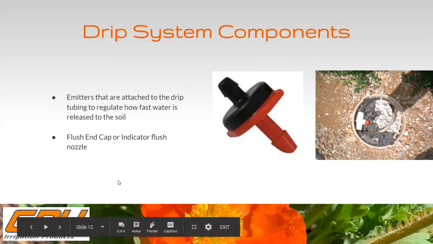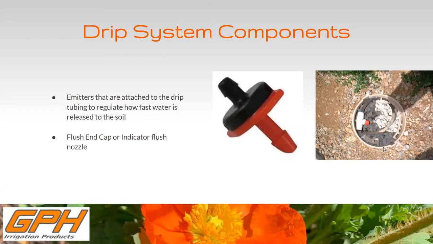The next one would be the flush nozzle, and that always goes at the end of the system. It's very important you flush out, so as you're flushing that filter, you're opening this up, flushing that out as well. It works so well. It just cleans the system out and it keeps everything quite nice, and it's completely worth the time.